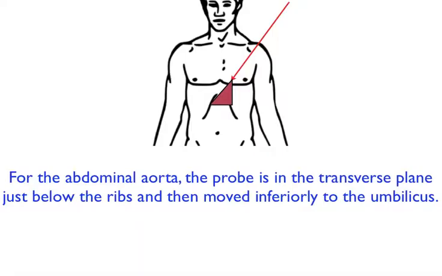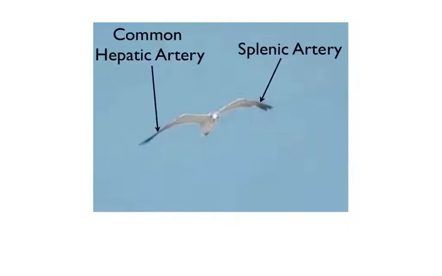So before we look at the pancreas, with the abdominal probe in a transverse position, sliding down in this fashion, let's look here, and we see a seagull. Easy. Now what about a seagull's anatomy? There's the seagull's common hepatic artery, and on the opposite side, there's the seagull's splenic artery.